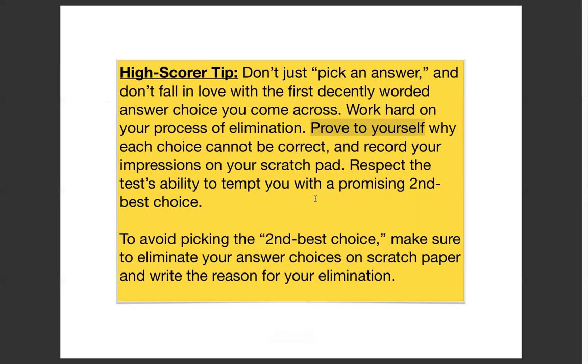Respect the test's ability to tempt you with a promising second best choice. To avoid picking the second best choice, make sure to eliminate your answer choices. On scratch paper, write the reason for your elimination. Yeah, that's all I'll say about that.